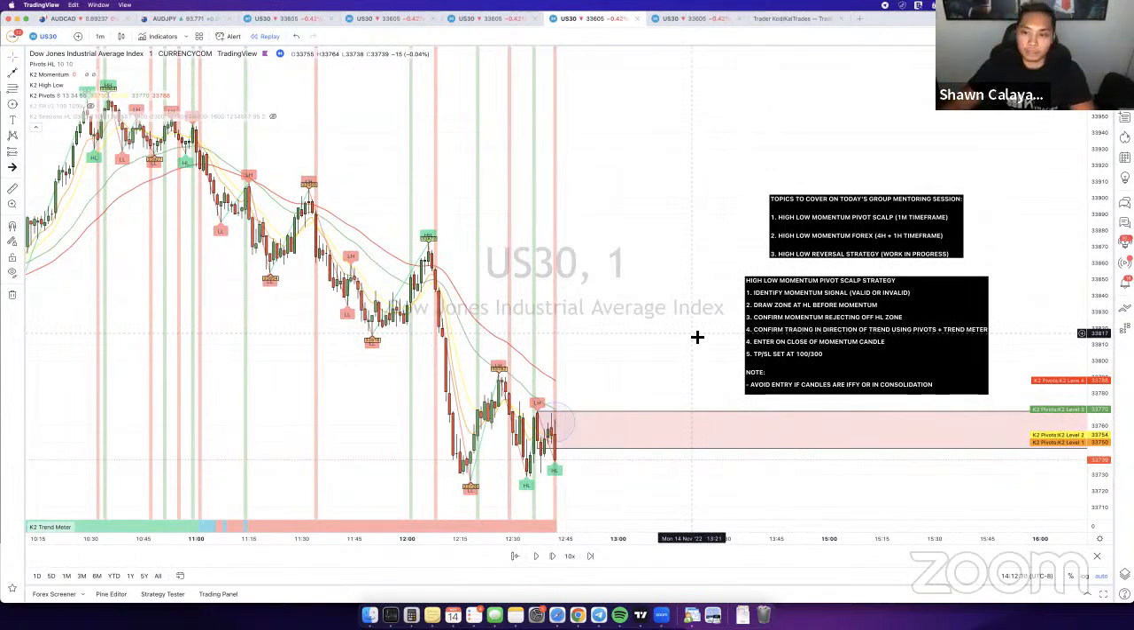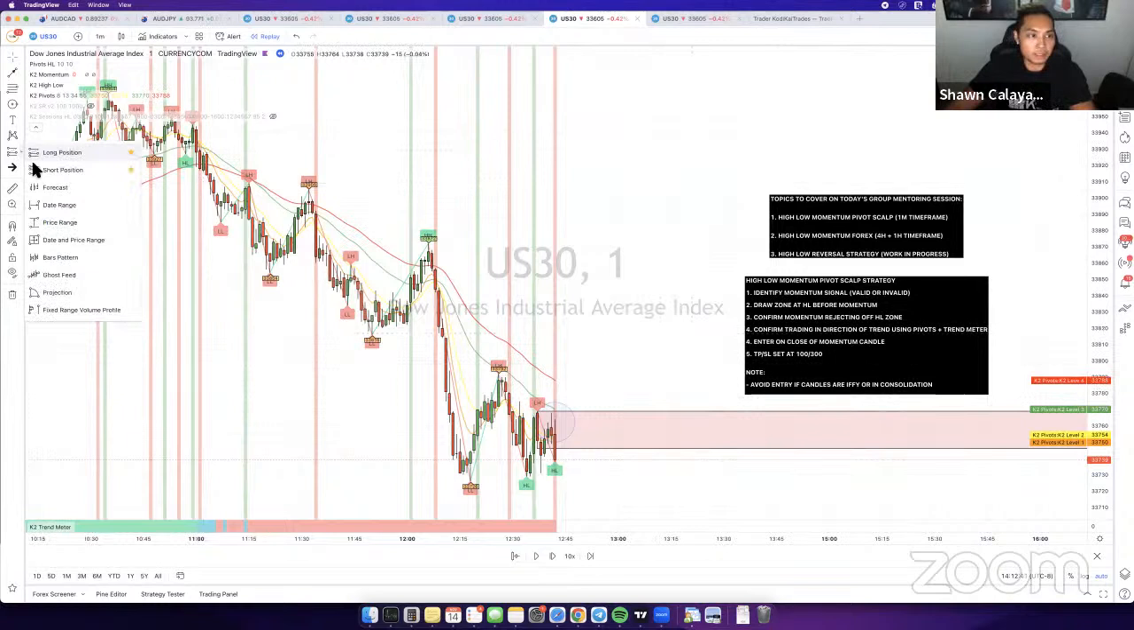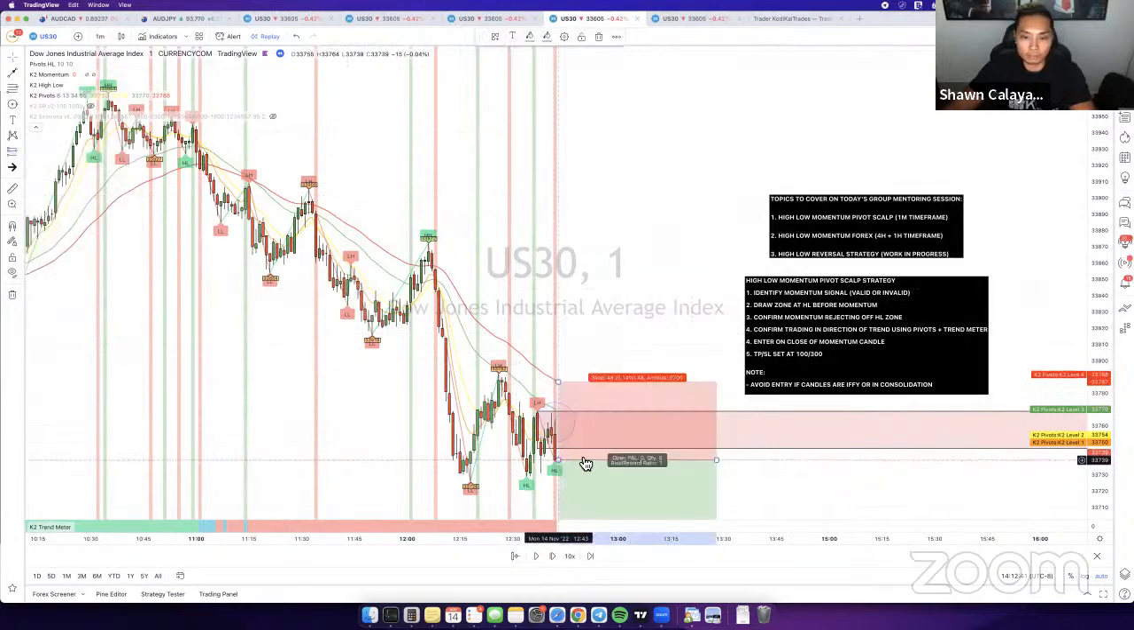For the 5th requirement, you want to enter on the close of the momentum candle. So right here, you're going to go ahead and enter your sell position.